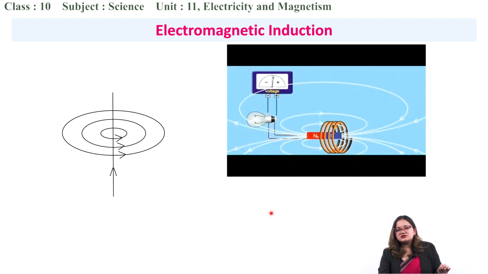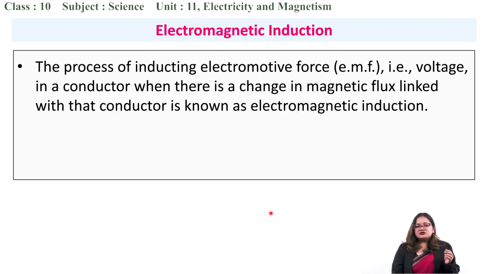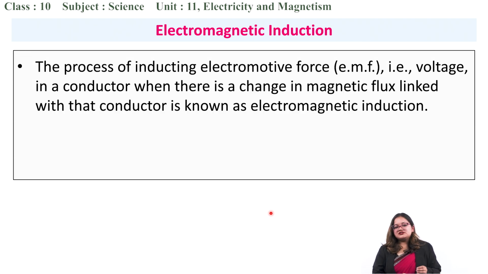So the basic concept of electromagnetic induction is the process of inducing EMF, that is voltage, in a conductor when there is a change in magnetic flux linked with that conductor. Here the term that you might be confused about is EMF, right? It is electromotive force, although you have already studied it in grade 9.